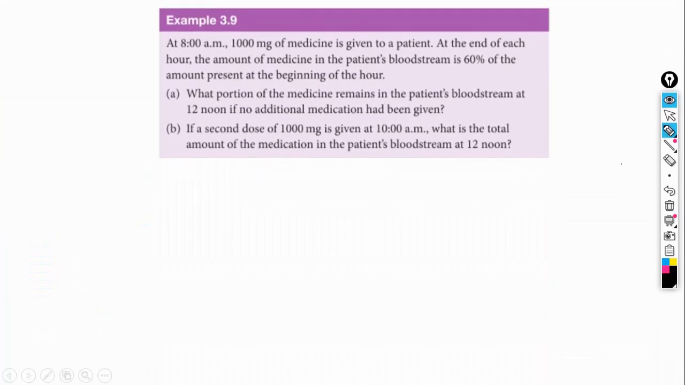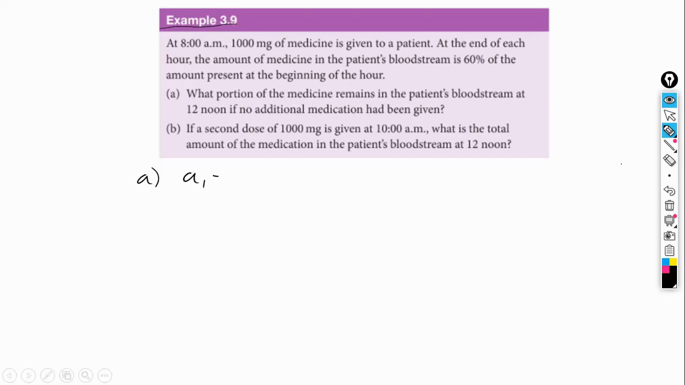Okay, so now we continue with example 3.9, and it says at 8 a.m., 1,000 milligrams of medicine is given to a patient. At the end of each hour, the amount of medicine in the patient's bloodstream is 60% of the amount present at the beginning of the hour. A. What portion of the medicine remains in the patient's bloodstream at 12 noon if no additional medication has been given? So this is obviously a geometric sequence.